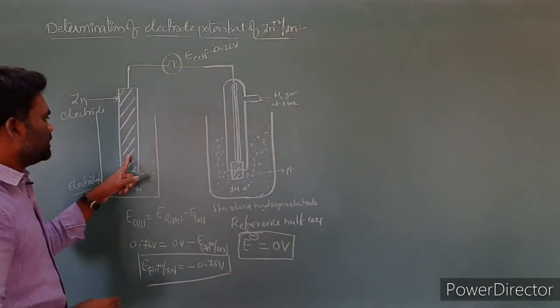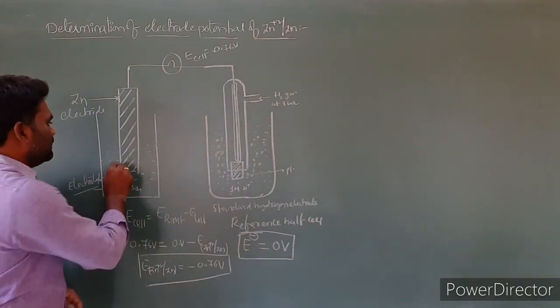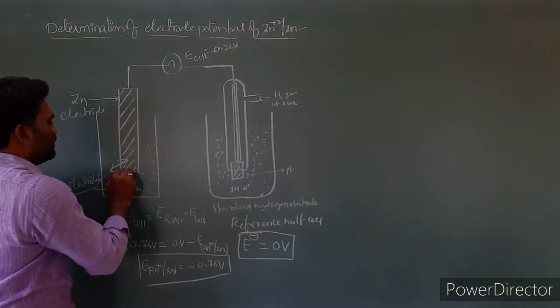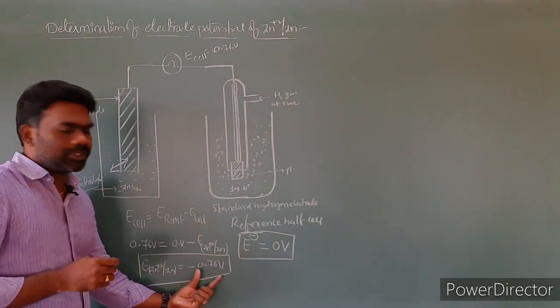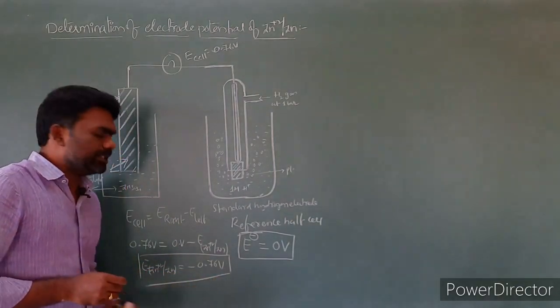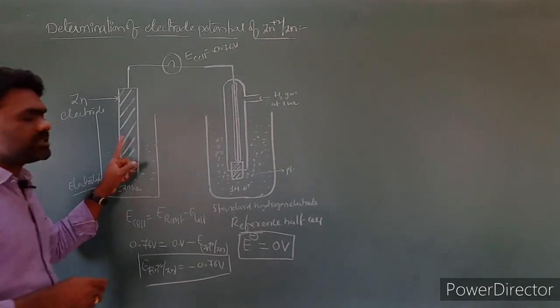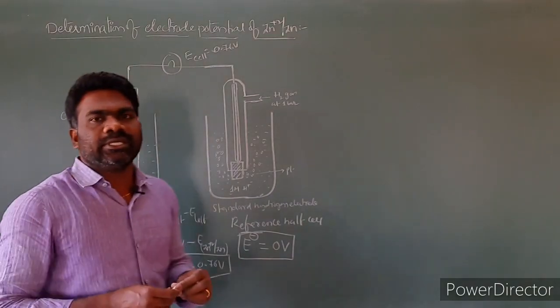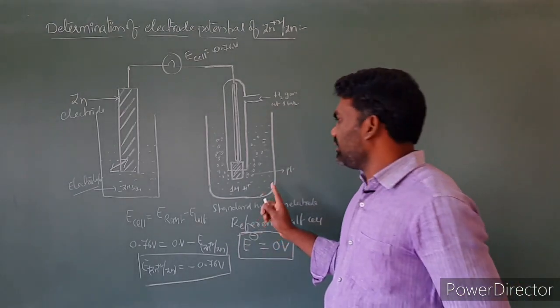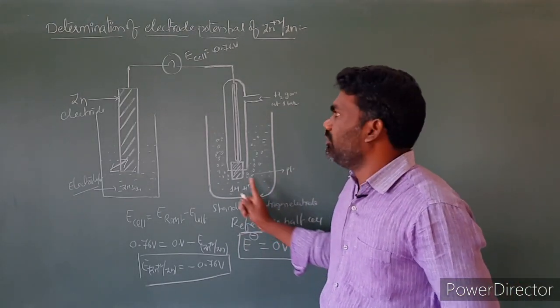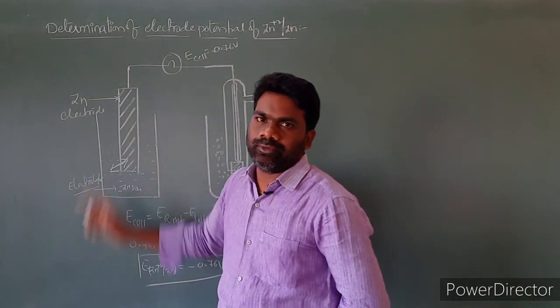So this is the potential difference developed between the electrode and the electrolyte. This is the standard electrode potential. How much did we get? Minus 0.76 volts. That means the standard electrode potential of the zinc electrode is minus 0.76 volts. So by taking the hydrogen electrode as a reference, we find the electrode potential of zinc.